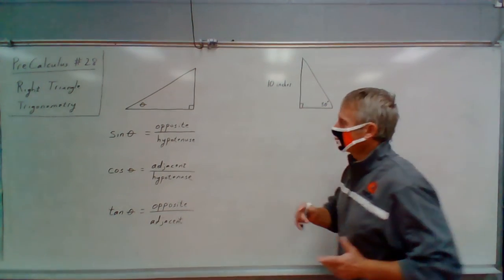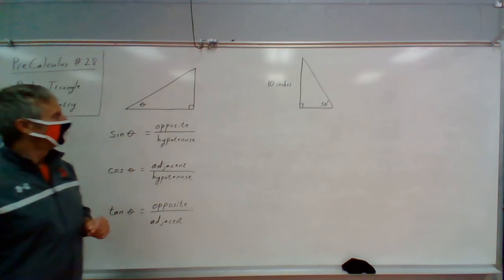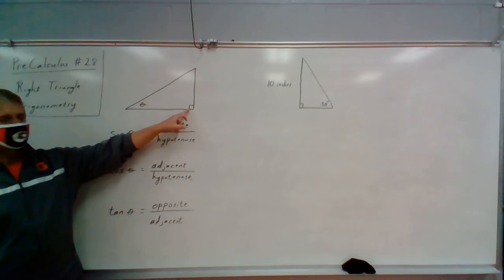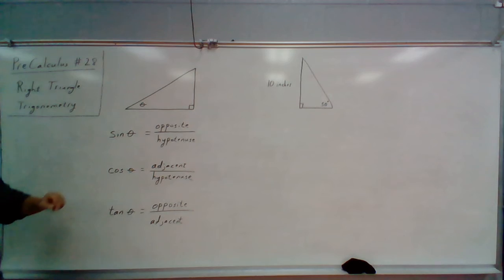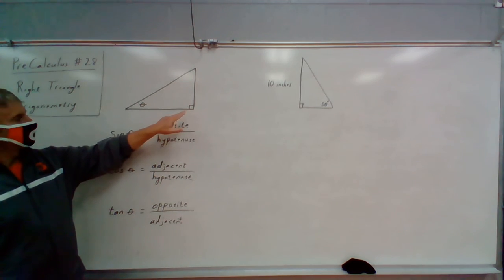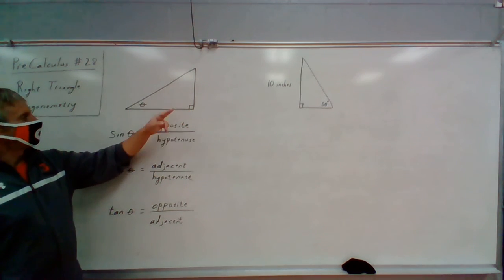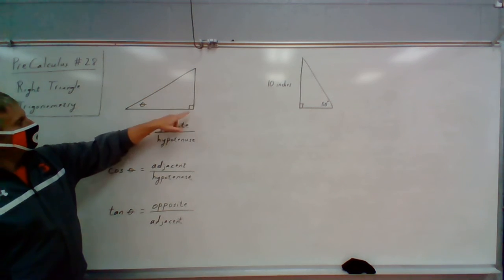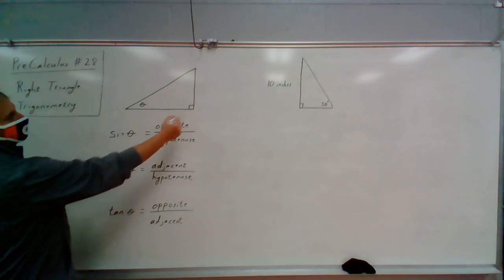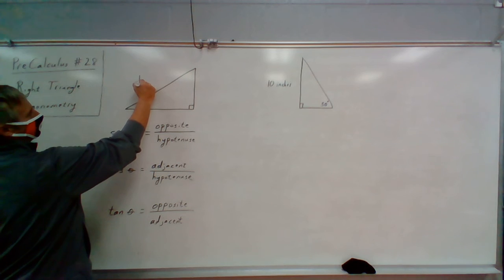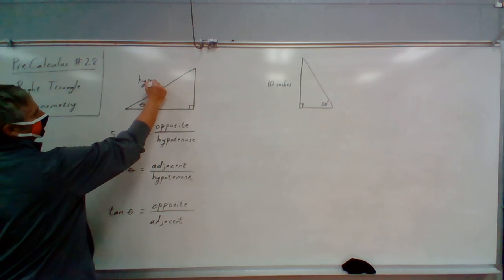All right, so suppose that we have a right triangle. So here's my right angle, 90 degrees. First thing we should notice is the hypotenuse. So the hypotenuse is always the side directly across from the right angle. So if this is my right angle, this side would be the hypotenuse.